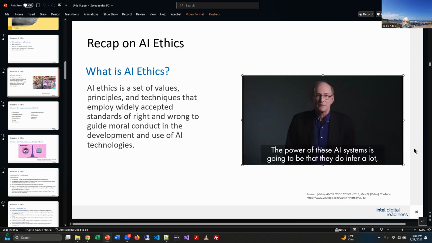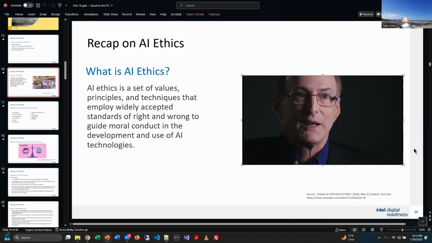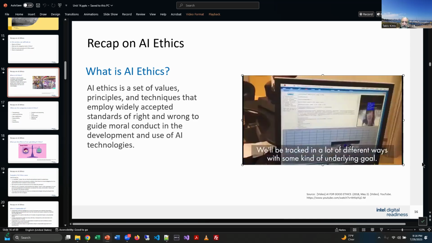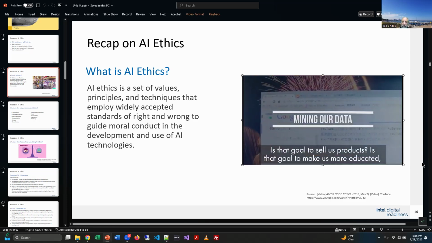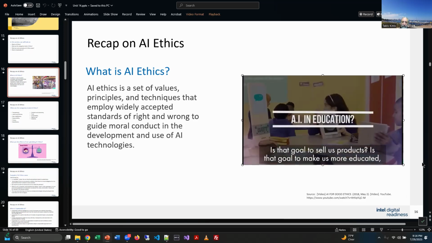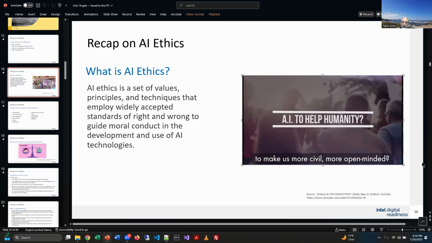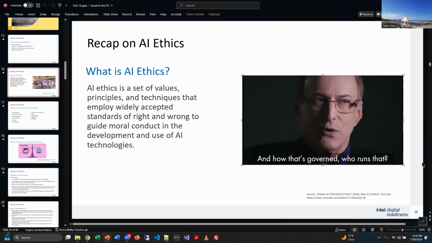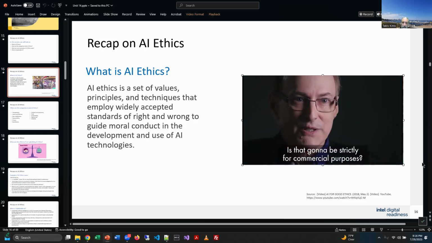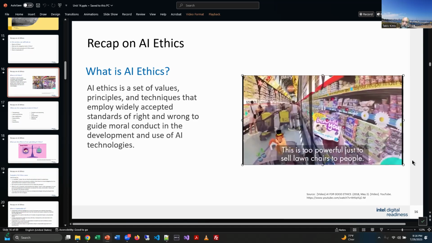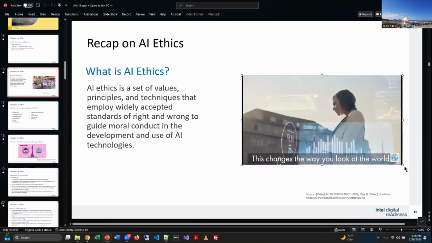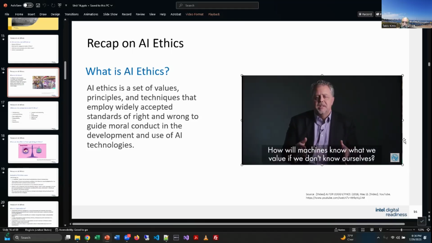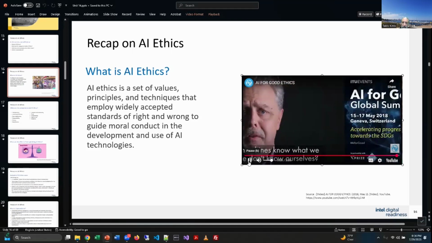The power of these AI systems is going to be that they do infer a lot, that they will know us better than we know ourselves. We'll be tracked in a lot of different ways with some kind of underlying goal. Is that goal to sell us products? Is that goal to make us more educated, to make us more civil, more open-minded? It's potentially an indoctrination machine. And how that's governed, who runs that, is that going to be strictly for commercial purposes? That's, I think, one of the key questions. This is too powerful just to sell lawn chairs to people. This changes the way you look at the world. So it would be good if it were taken that seriously, I think. How will machines know what we value if we don't know ourselves?